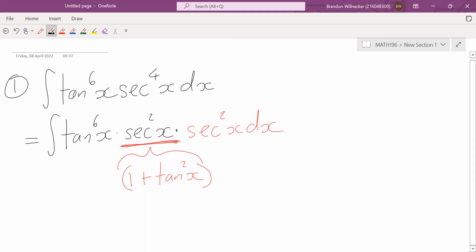If we integrate this, we get 1 over 7 u to the 7 plus 1 over 9 u to the 9 plus c. But we're not done yet. We need to substitute back what we let u be. So u was tan x. We need to put that back. So we get 1 over 7 tan to the 7x plus 1 over 9 tan to the 9 plus c.